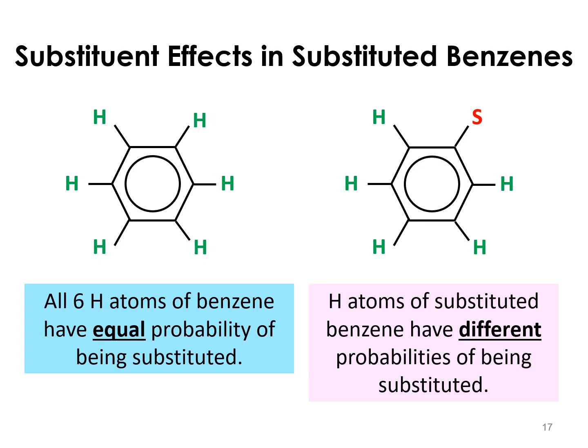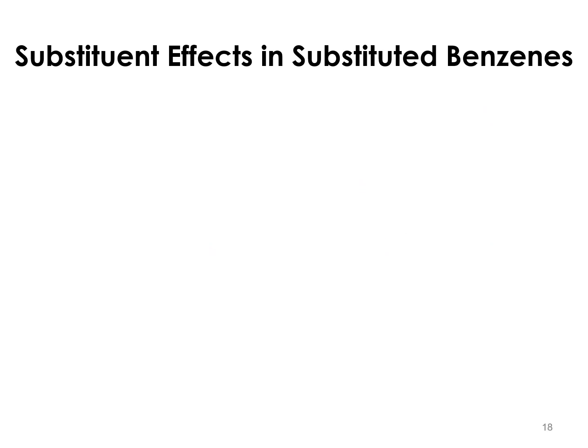The scientific explanation really is because the substituent, which is highlighted as a red S, has an influence on the electron density of the benzene ring, giving rise to some positions having higher electron density and some positions having lower electron density. Therefore, the substituent already on the benzene ring directs the incoming electrophile to a particular position with respect to itself.